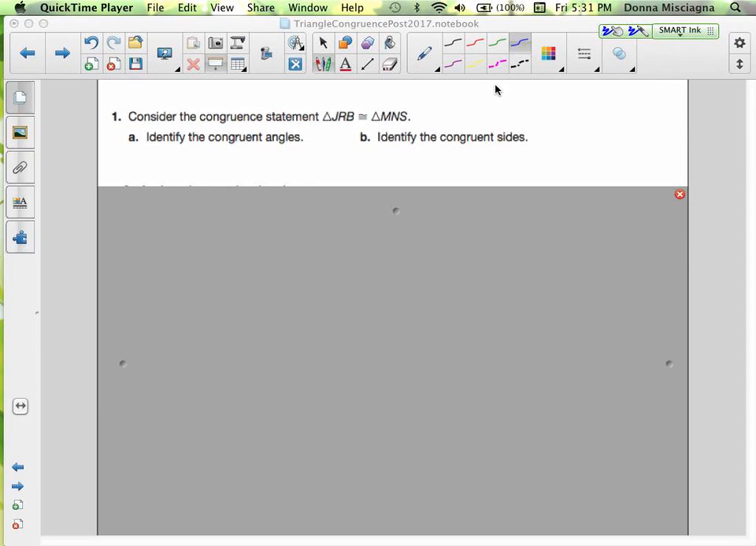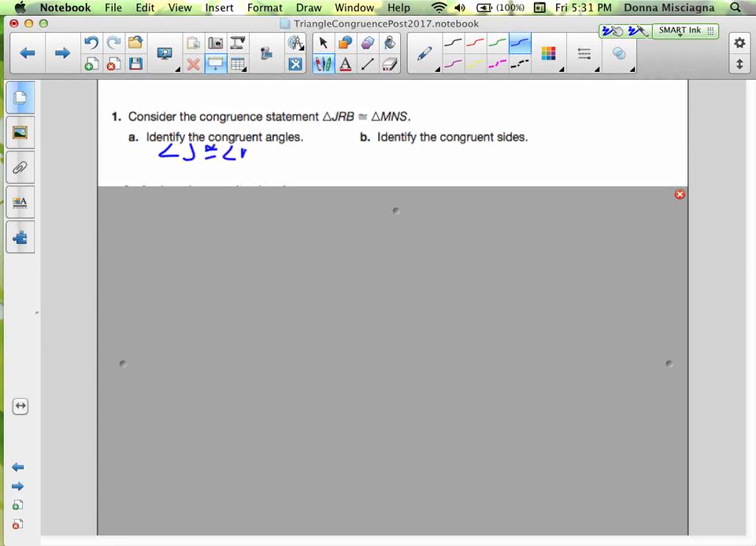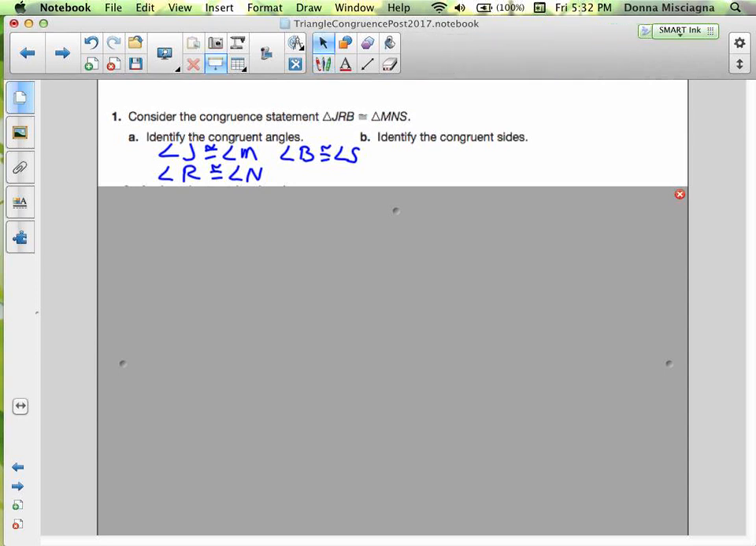So notice that J and M are in the first position there. That means that angle J is congruent to angle M. And R and N are in the second position, so that means angle R is congruent to angle N. And finally, B and S are in the last position, so angle B is congruent to angle S. So even without triangles to look at, we can still identify our congruent parts just from our congruent statement.